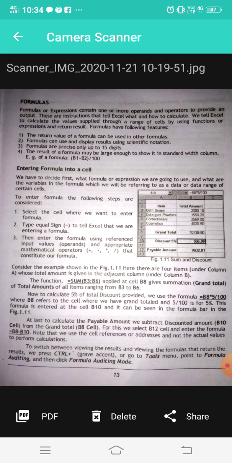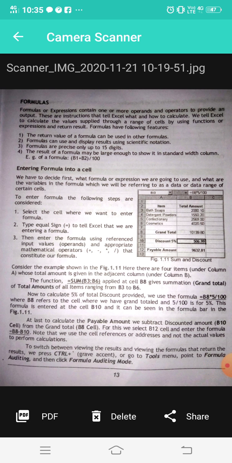Now we will see what the definition of a formula is, what the features of a formula are, and how we enter a formula in a cell with an example. So what is a formula? A formula or expression contains one or more operands and operators to provide an output. We need at least two operands to operate on, and then we can get an output.